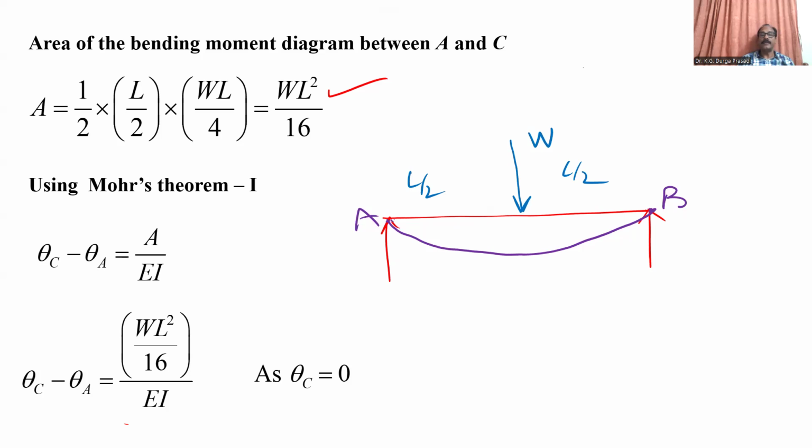What is the meaning of slope? At point A, you have to draw a tangent. If there is a curve, you draw a tangent like this. So this is the angle made with the horizontal. There is a slope. Here at point B, theta B, there is a slope.